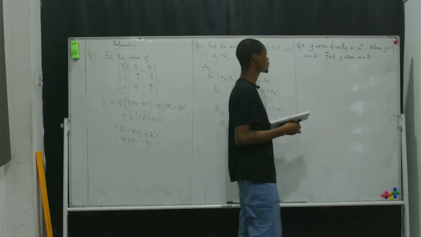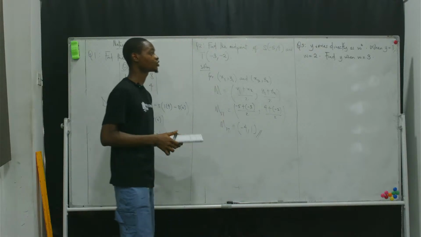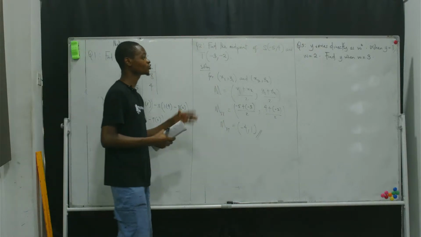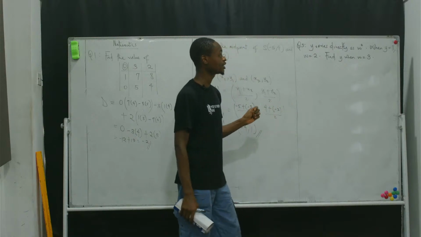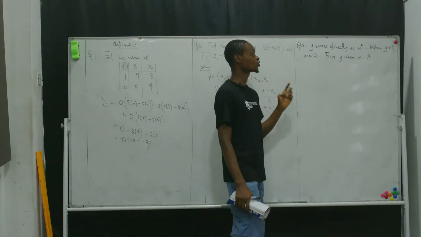So here we have it. It says y varies directly as w squared. When y equals 8, w equals 2. So we have to find y when w equals 3.